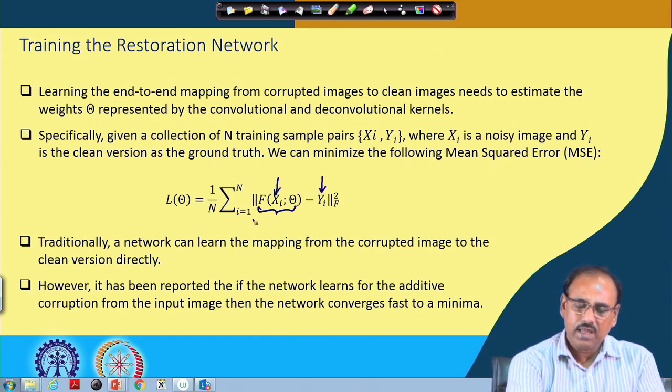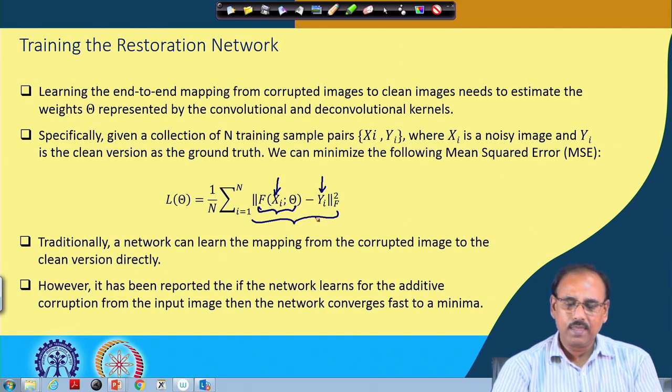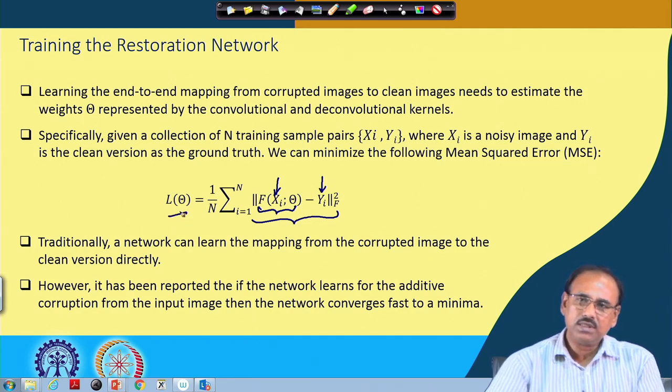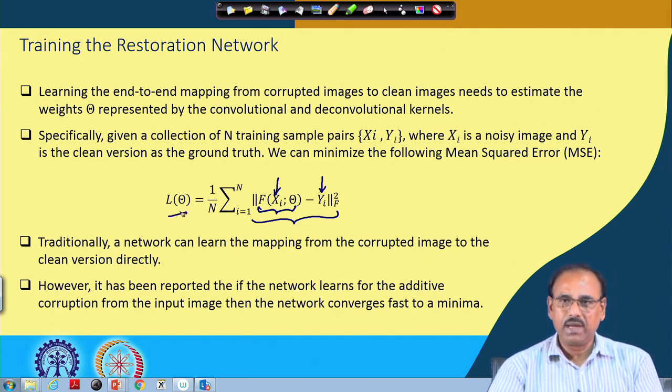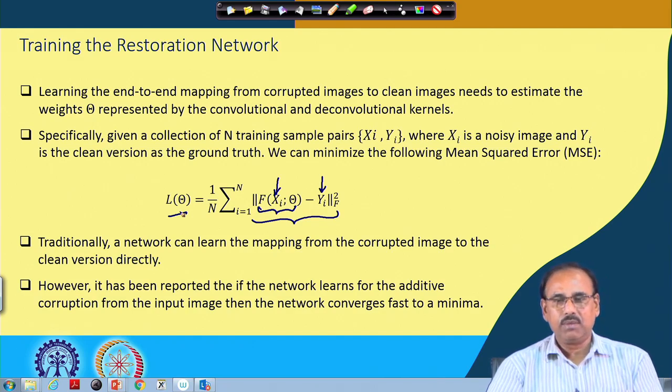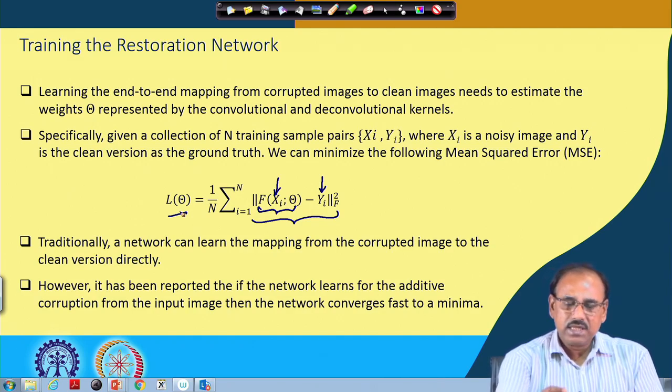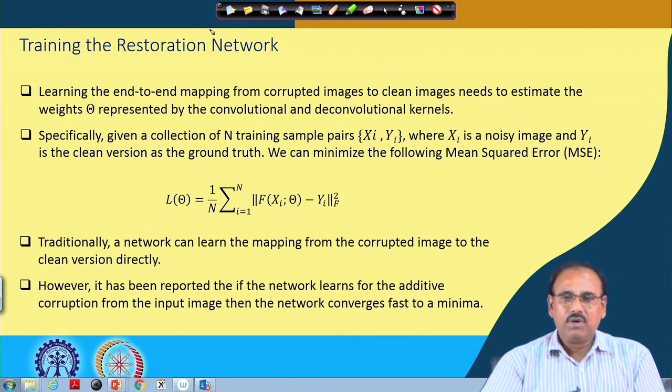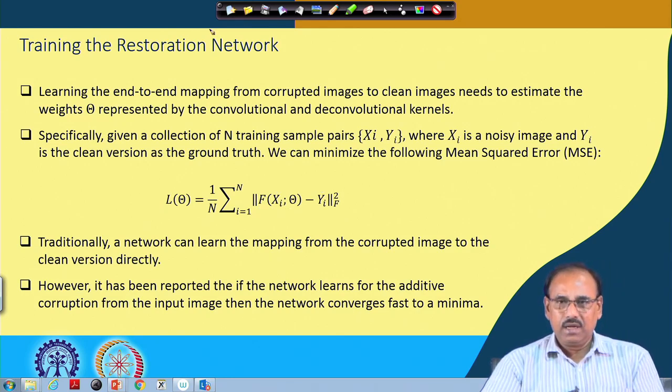You compute the error between these two, and the sum of these errors over all the training images gives you the loss function, which is L(theta). Theta is the network parameter, and then you try to minimize this loss function iteratively using gradient descent and backpropagation to update the network parameters theta, and that is how the network is trained. Once the network is trained, given an input noisy image, the network will give you an output image which is a clean, noise filtered image.